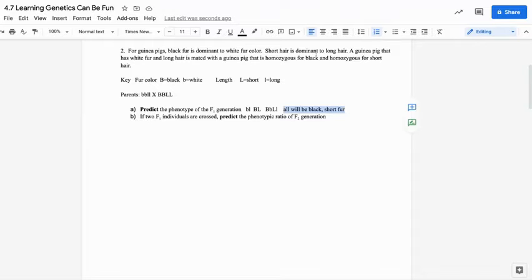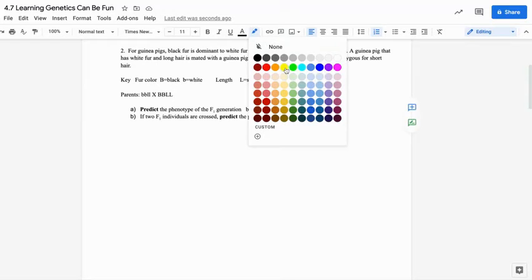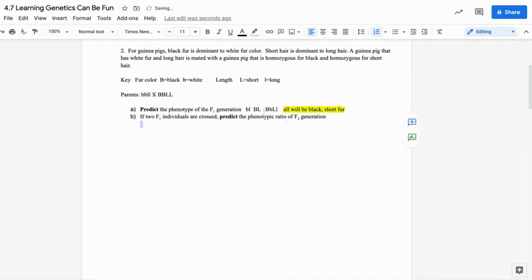So now that I've established the phenotype and the F1 generation's genotype, it says if two F1 individuals are crossed, predict the phenotype ratio of the F2 generation. Okay, so here's my genotype for F1. I'm just going to get rid of that. Okay, and I'm going to cross two of these. So let's make sure we got this right. Big B, little b. There we go. That is one parent from F1 crossed with another from F1.